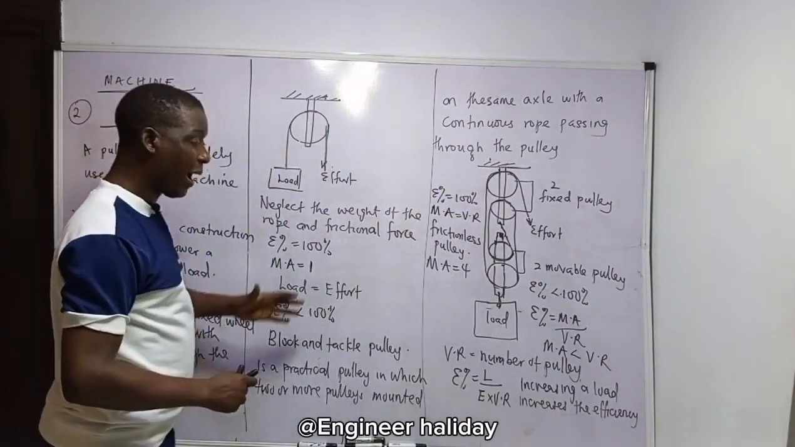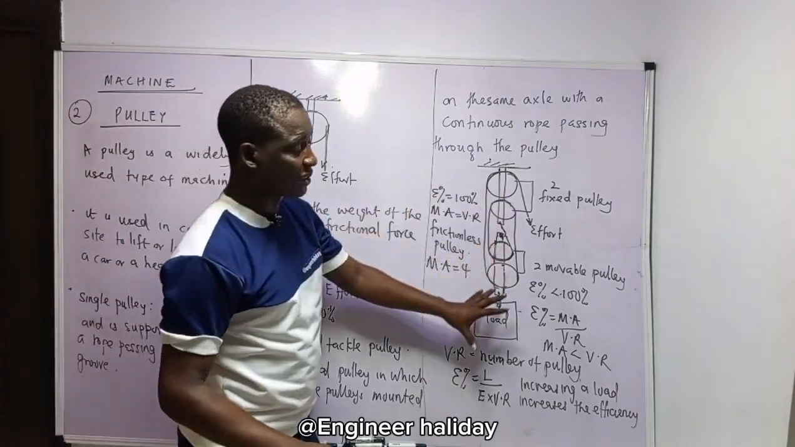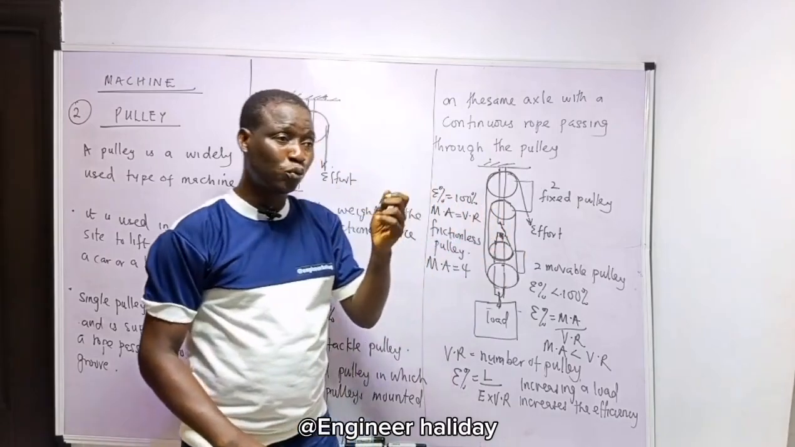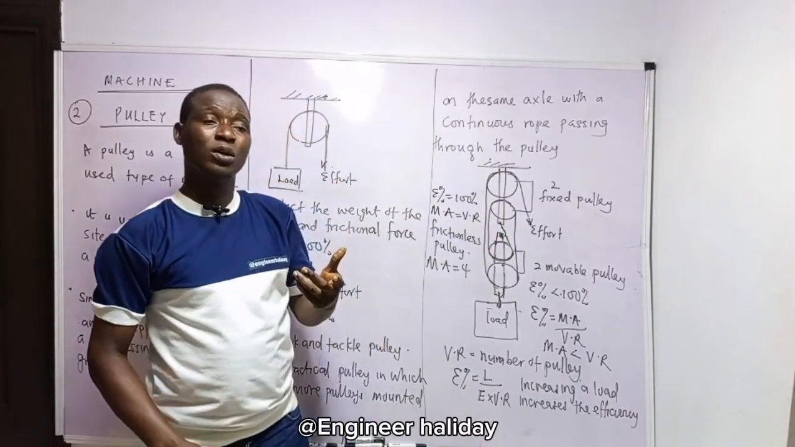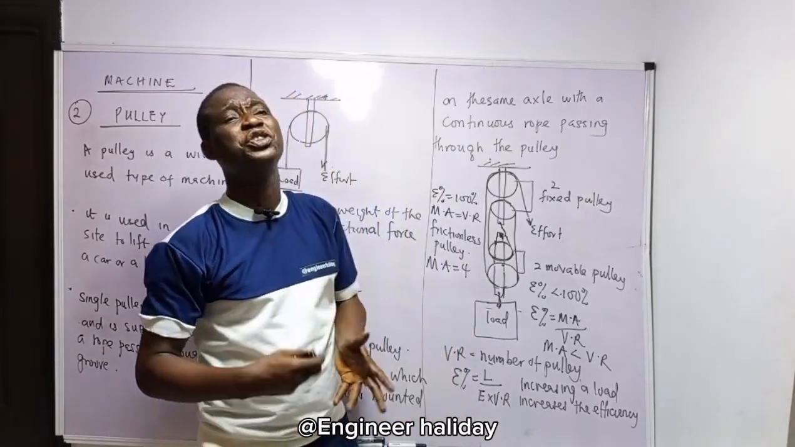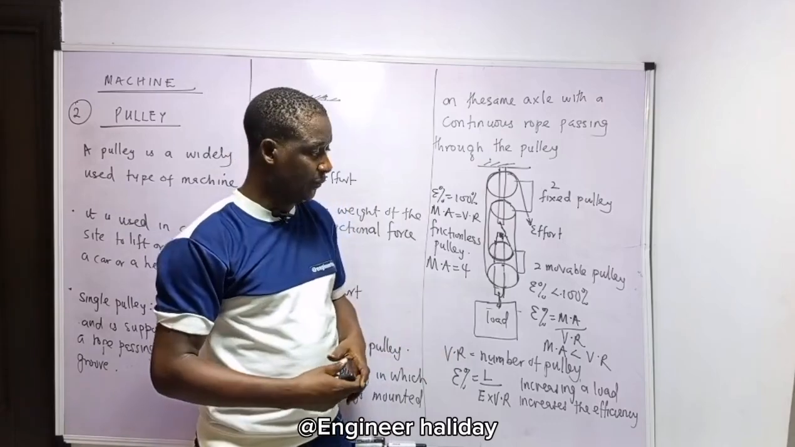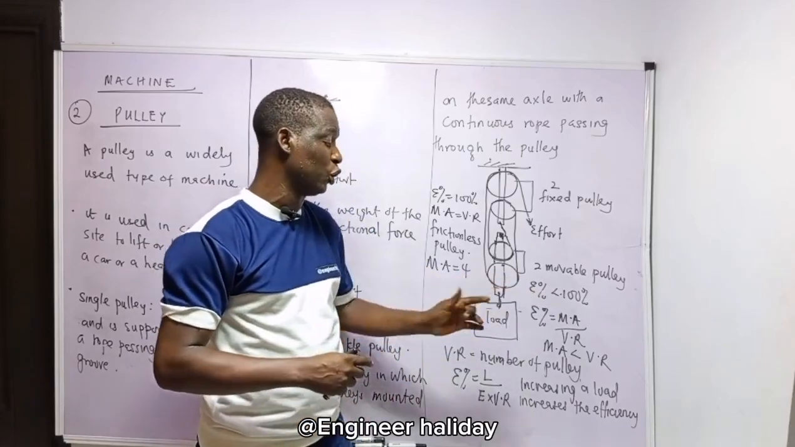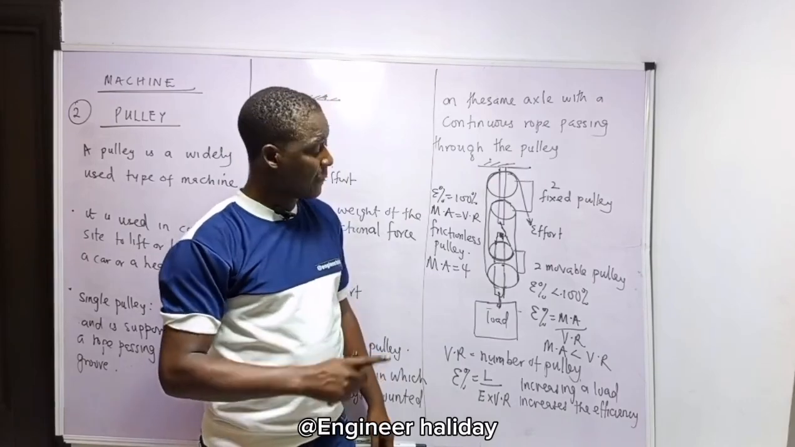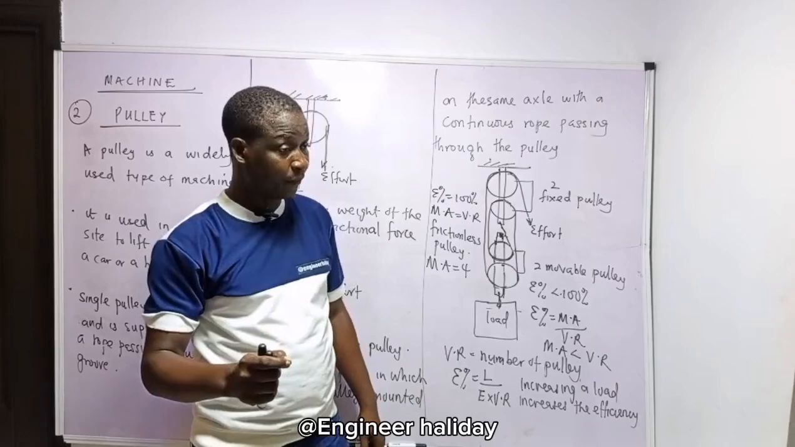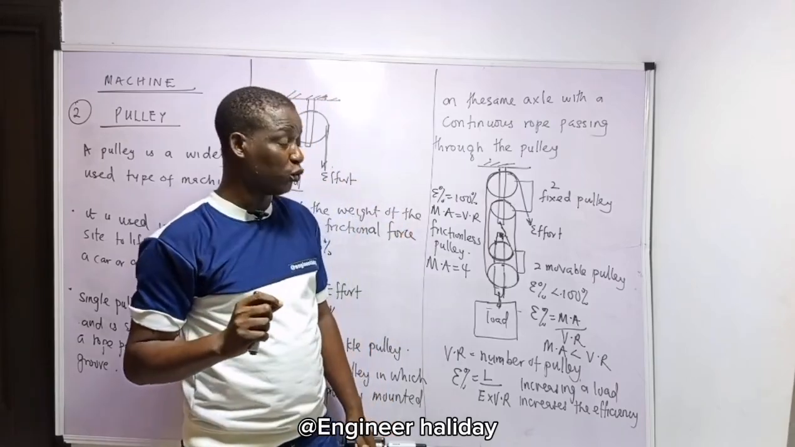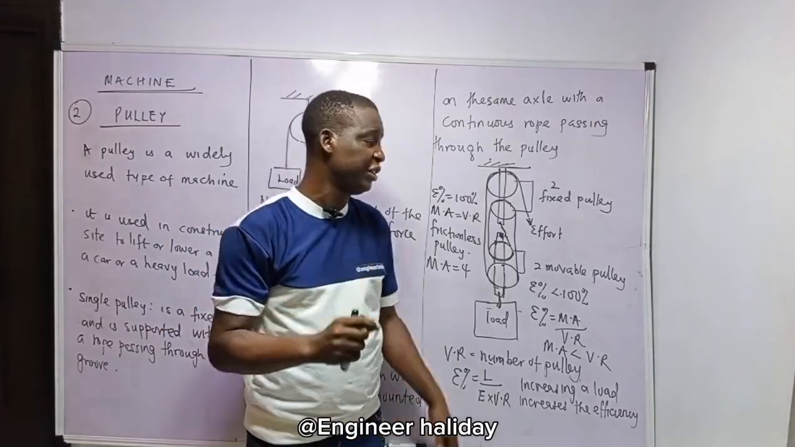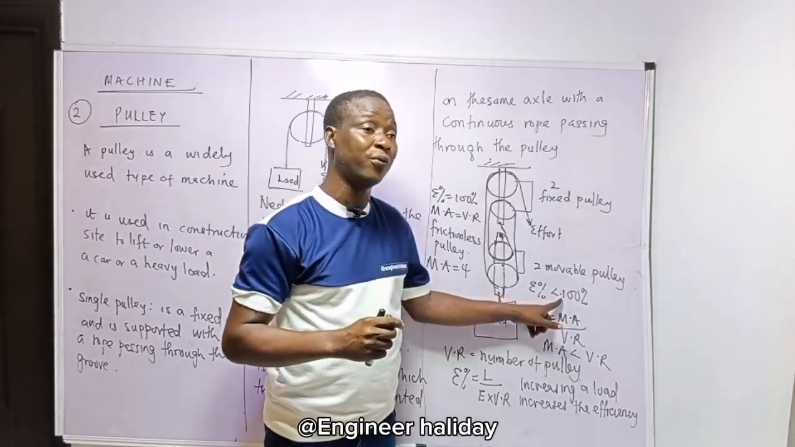Very important. So I believe I have been able to explain the majority of the concepts you need here. A block and tackle system has 2 or more pulleys mounted on the same axle with a continuous rope passing through the pulleys. It is a practical pulley, and with efficiency less than 100% it means the velocity ratio is higher than the mechanical advantage. The velocity ratio is the number of pulleys in the block and tackle system. And don't forget that the fewer pulleys you have, the higher the efficiency in the case of less than 100%.